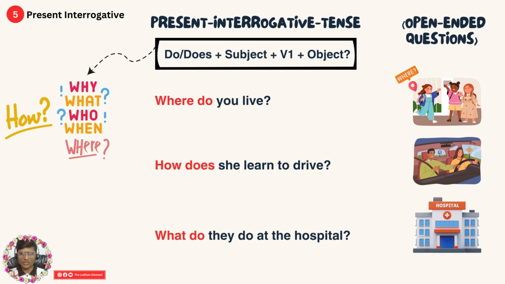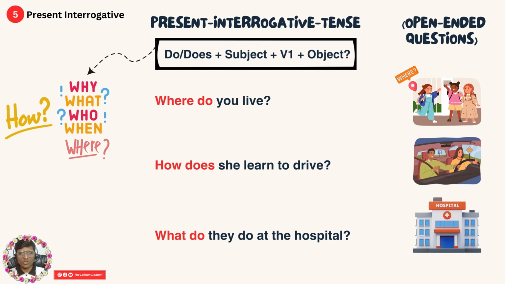In the second question, how does she learn to drive? So she has to explain how she began, giving more of an answer. But if we ask, does she learn to drive a car? Of course you have to say yes or no. Yes, she does. Or no, she doesn't. Right.